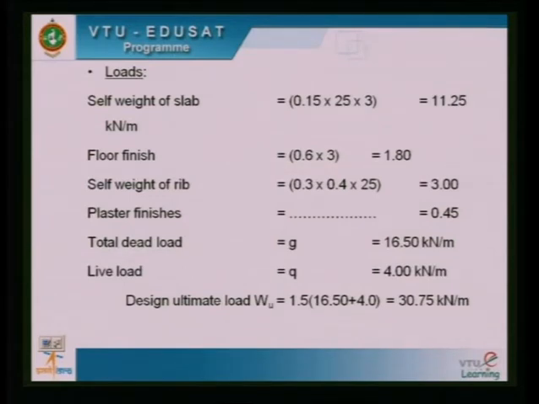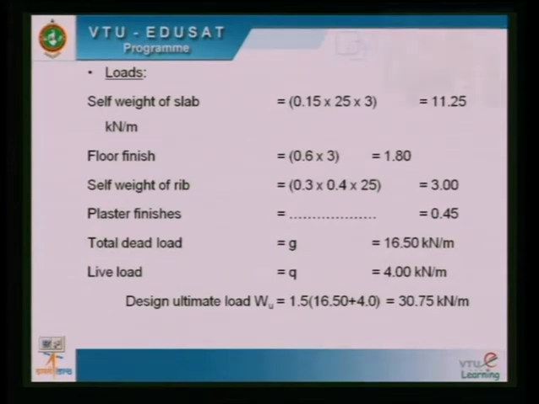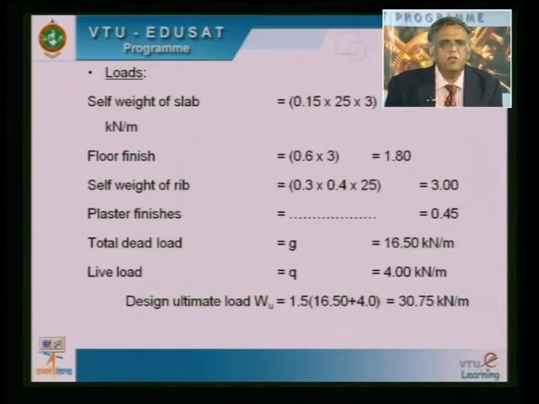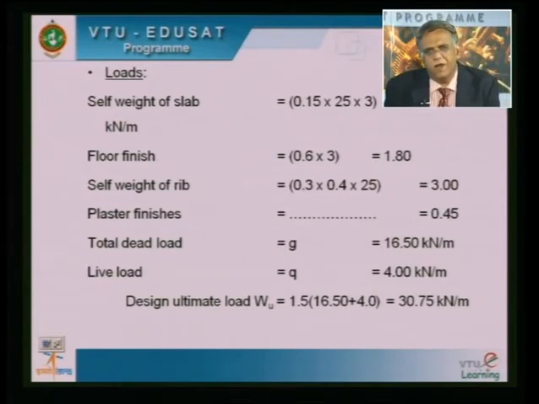Then we have the self weight of the rib. Rib has a depth of 0.4 meters. How did you get this? Overall depth minus the flange depth gives us the depth of the rib. Thickness is 0.3, 25 into 1. So, you are going to get a value like 3 kilonewton per meter run. I think you are taking on all these things. Next, we have the plaster finishes, 0.45, total dead load 16.5 kilonewton per meter run.